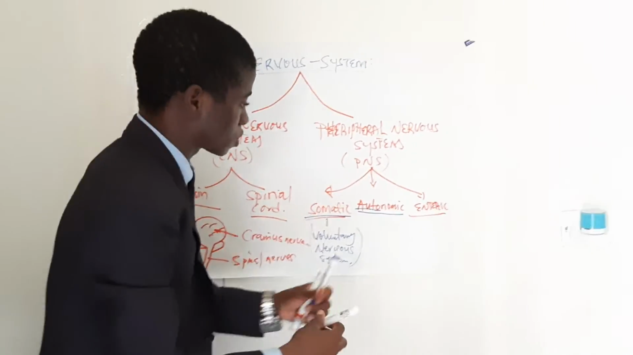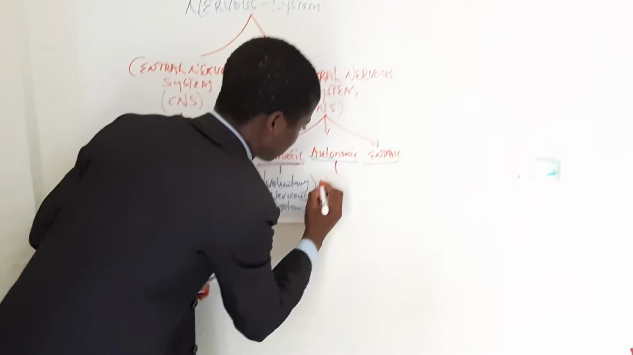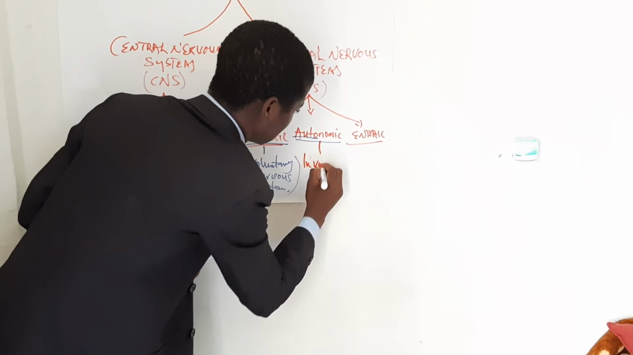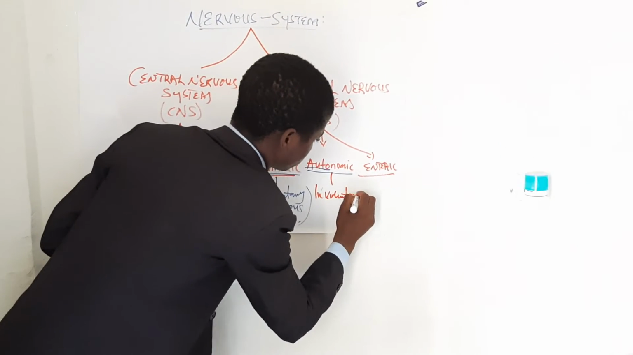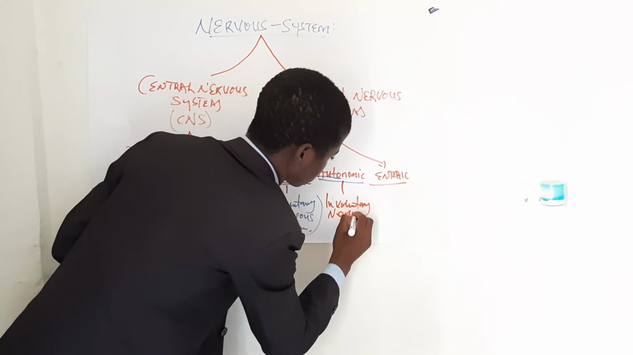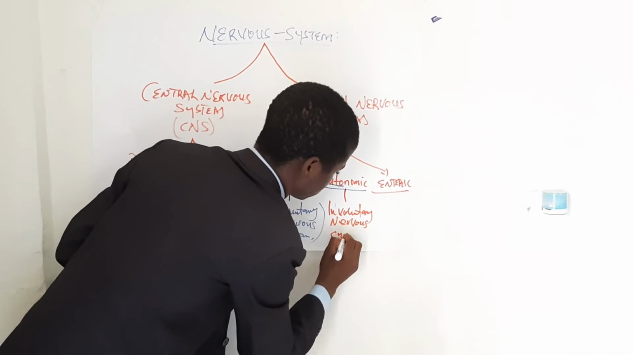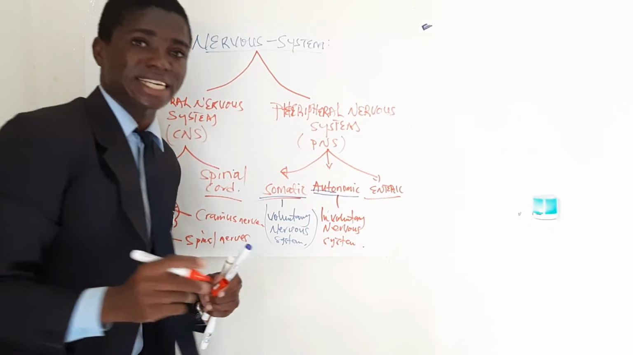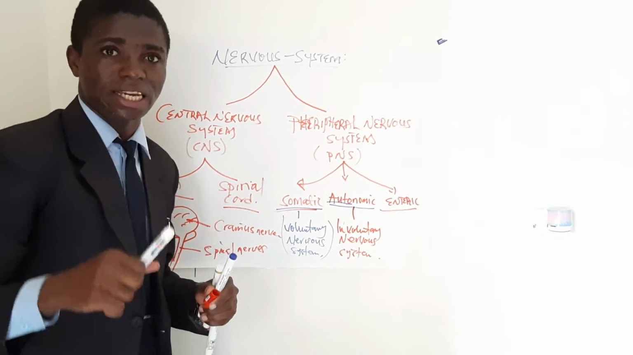That is why it is called the involuntary nervous system, because it takes involuntary action in the human body.